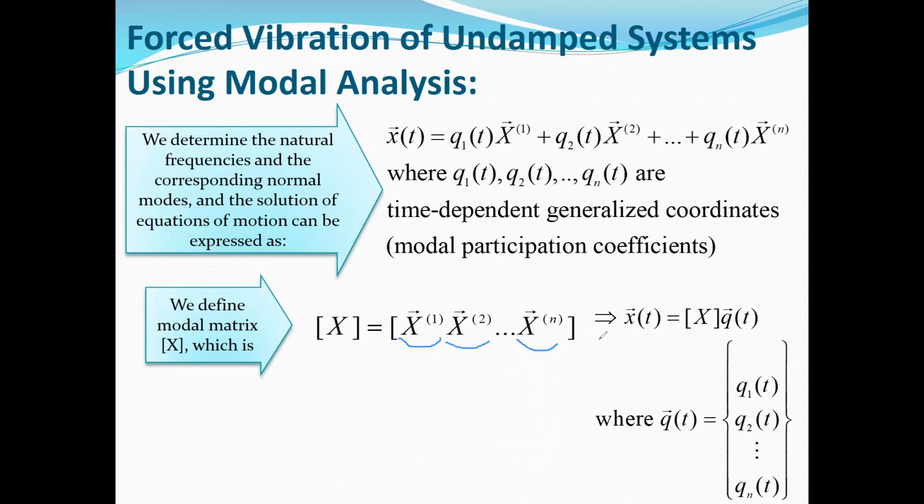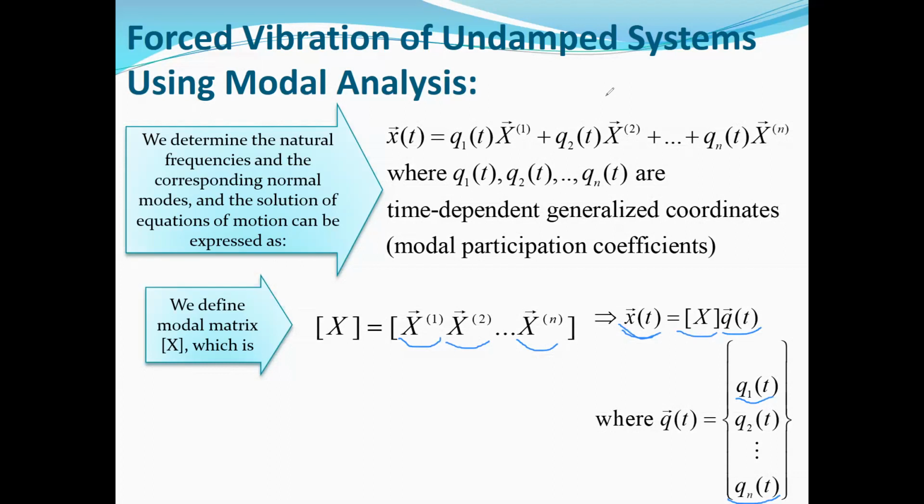So we can define x(t), or the response, as a function of the time-dependent generalized coordinates q1 to qn, which we define as a vector q(t). As you can see here, q(t) is a vector with n components from q1 to qn, and x(t), which is the response of the system, is again a vector with n components from x1 to xn, and it's equal to the modal matrix multiplied by q(t).